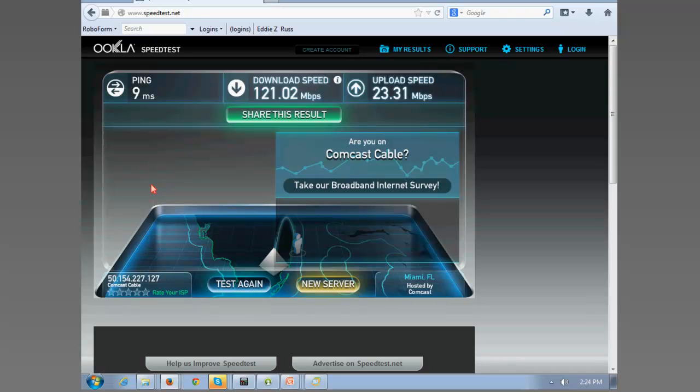It's how long it takes for your modem to ping to that location, and that took 9 milliseconds. It sent a signal, and it looked for an echo back, and that happened in 9 milliseconds. Okay, good.